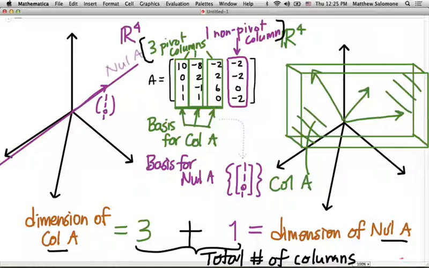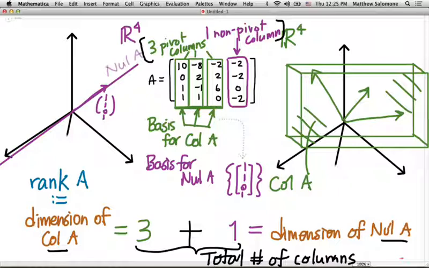And since every column either has a pivot or doesn't, that means every column either contributes to the dimension of the column space or to the dimension of the null space. And those two dimensions, therefore, must add up to the total number of columns in our matrix. That's a theorem. And to coin the name of the theorem, all we'll do is add one more pair of vocabulary words to your vocabulary for today. Namely, that the dimension of the column space of a matrix is called the rank of that matrix. So that's a definition. Rank just means dimension of column space.